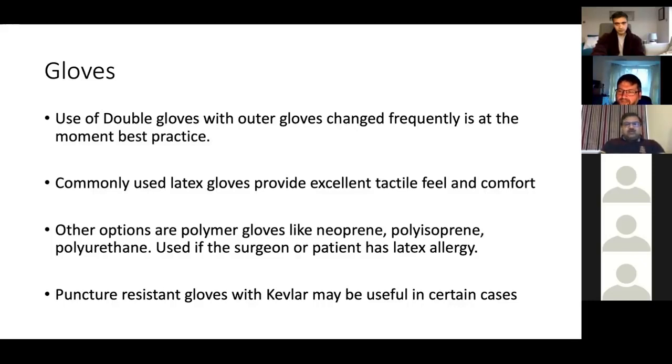I just wanted to mention the Kevlar impregnated puncture resistant gloves, which are useful in certain cases, in particular if there is a high suspicion of bloodborne virus diseases.